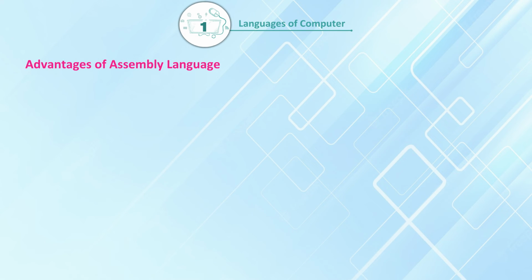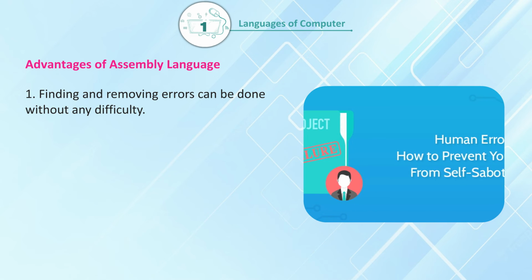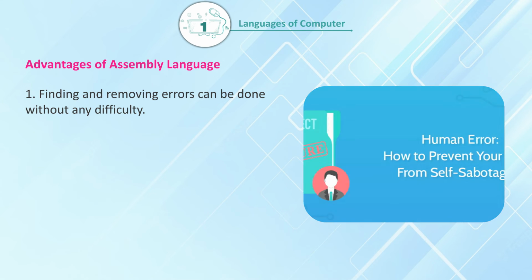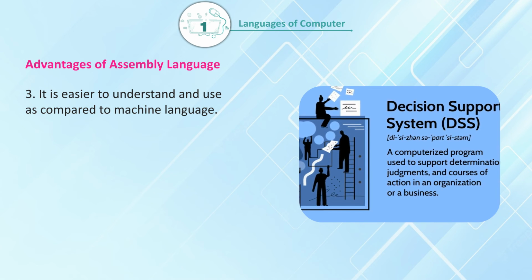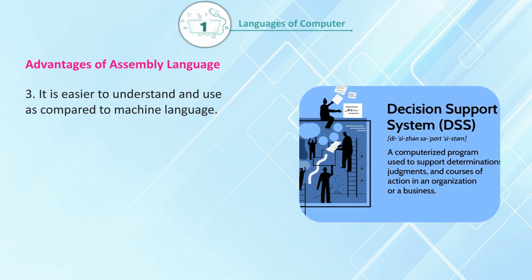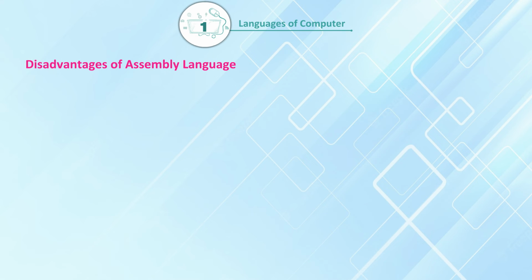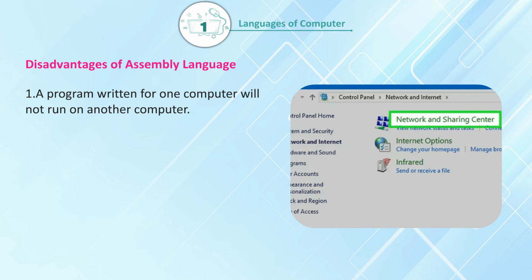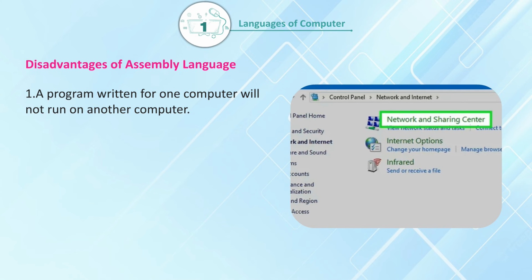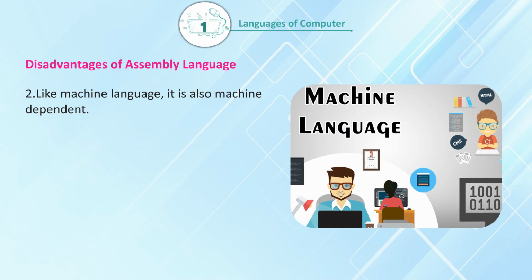Advantages of assembly language: finding and removing errors can be done without any difficulty. It can be modified easily. It is easier to understand and use as compared to machine language. Disadvantages of assembly language: a program written for one computer will not run on another computer. Like machine language, it is also machine dependent.